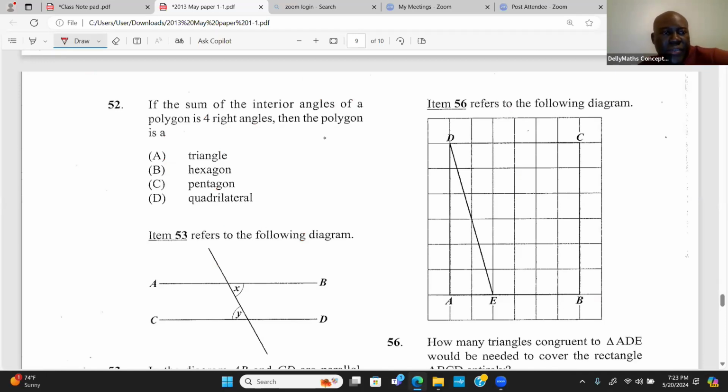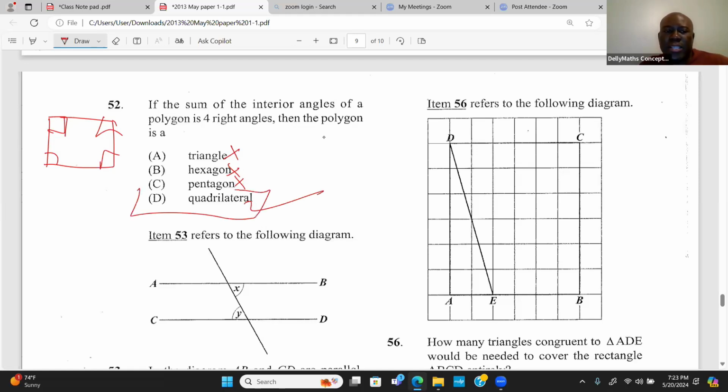Now, 52 says, if the sum of the interior angles of a polygon is 4 right angles, then the polygon is what? So we're saying that we have a polygon with 4 right angles. So it could be a number of things. You're going to pick the one that is correct. But watch this. Triangle is 3 sides. Hexagon is 6 sides. Pentagon is 5 sides. Quadrilateral is 4 sides. So I will pick the quadrilateral because it's the only 4-sided figure there. And they did say 4 angles.